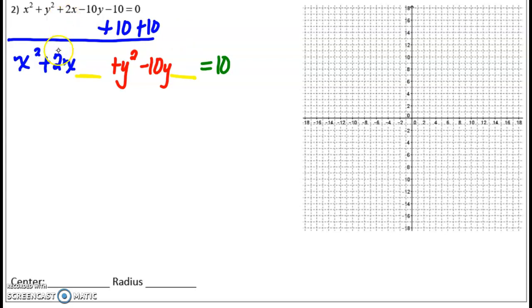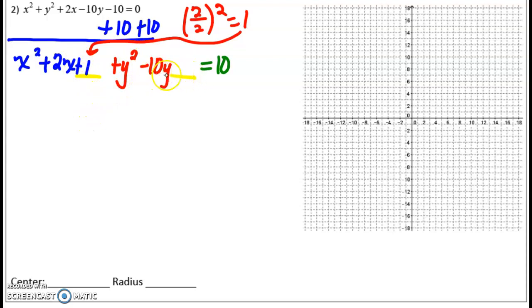So how I do that is I take half of this. So I'm going to take 2 over 2, and I'm going to square it. That is going to be 1, and that goes right here. And I should put a plus sign if I was a good person.